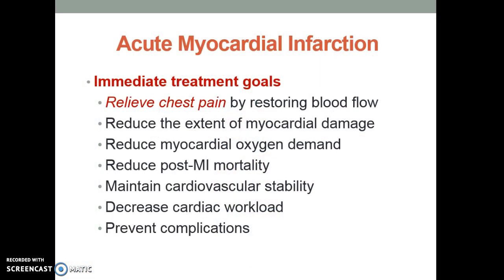With acute MI, the immediate goals are to relieve chest pain by restoring blood flow, and that's important. You want to correct the pathophysiology. Pathophysiology is hypoxic heart muscle, so we want to get the blood flow back to it. Secondarily, we want to reduce the extent of myocardial damage, and that's kind of by acting fast. The quicker you can get the blood flow restored, the less damage you're going to have.